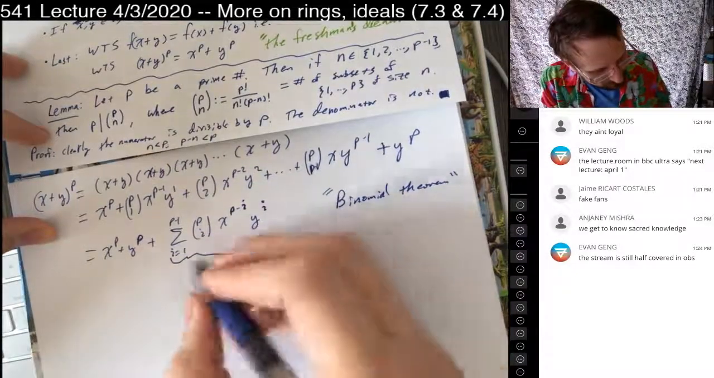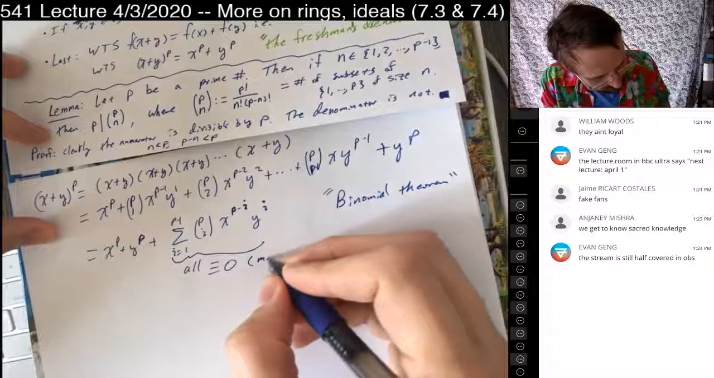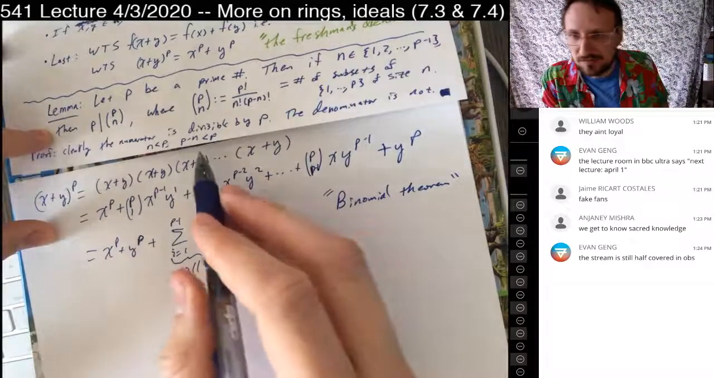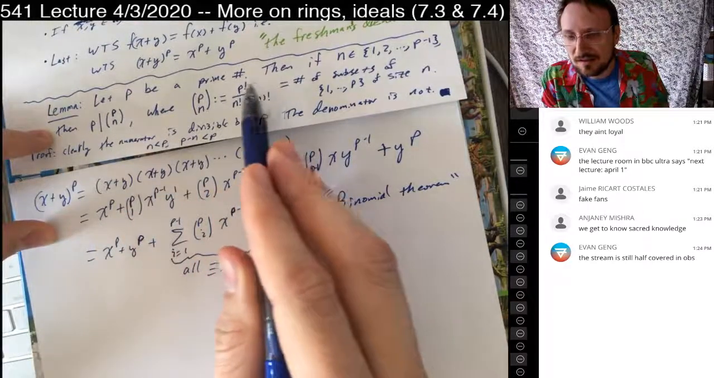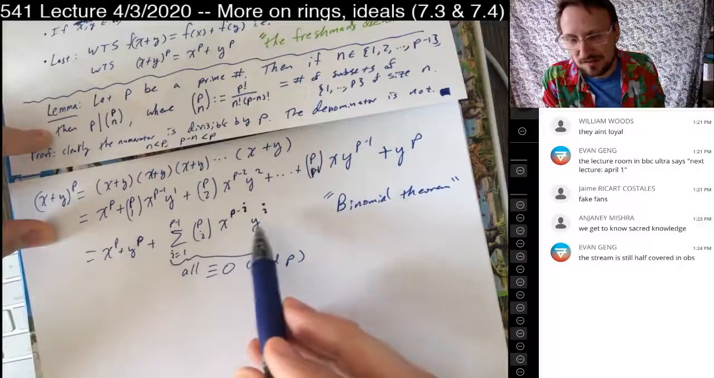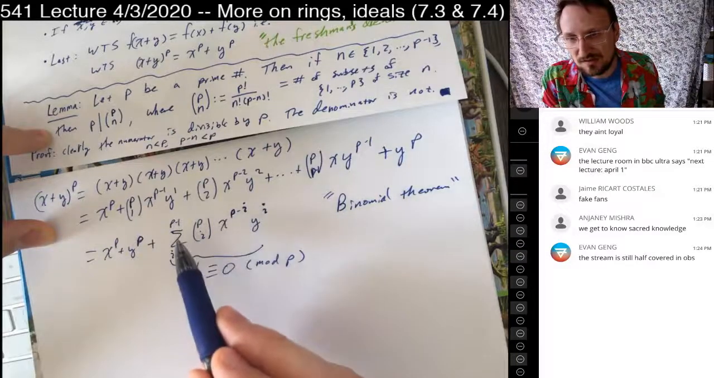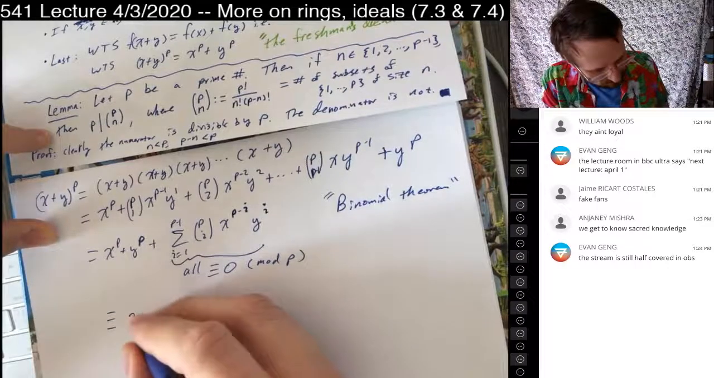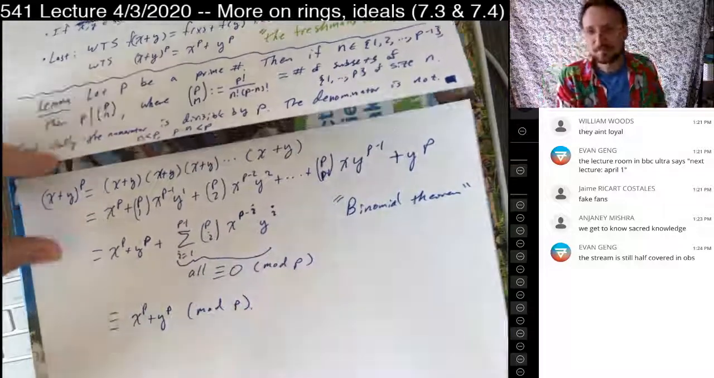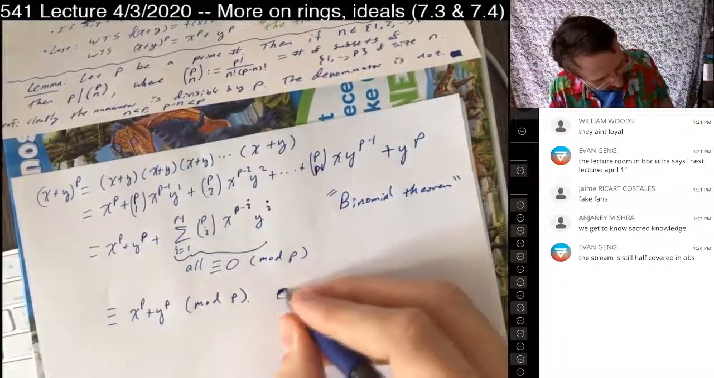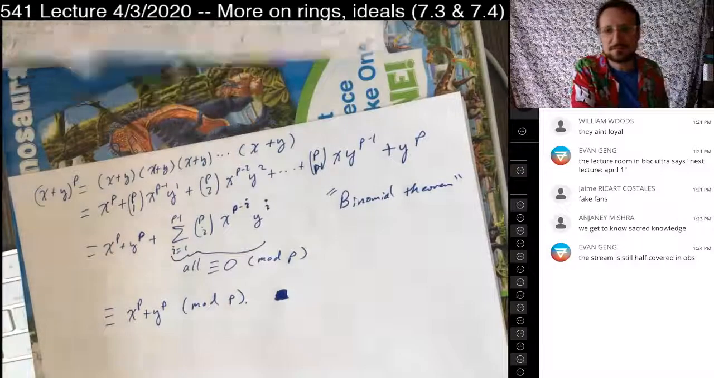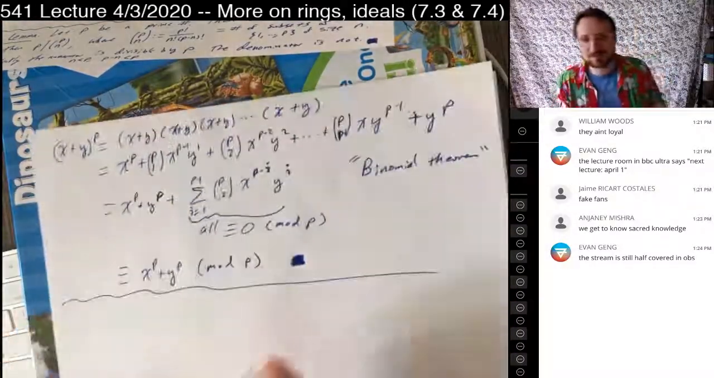Anyway, these are all 0 mod p, since each one of these terms is multiplied by one of these things that has a p in it. So this is a bunch of integers, and these integers are all divisible by p, so they all go away. Okay, so that's starters on the freshman's dream, which I think is amusing.